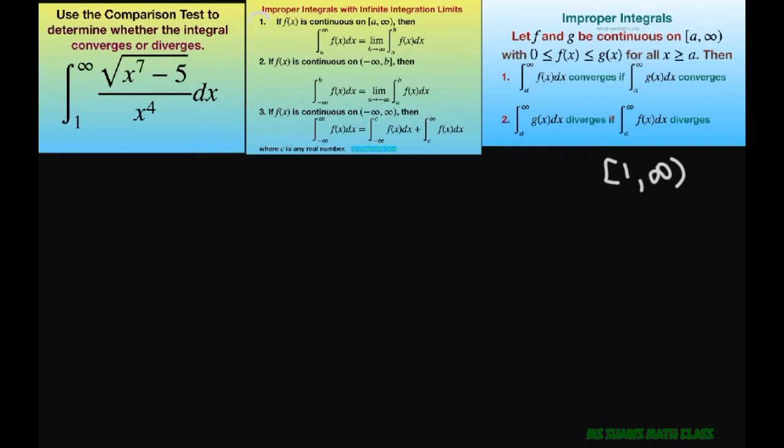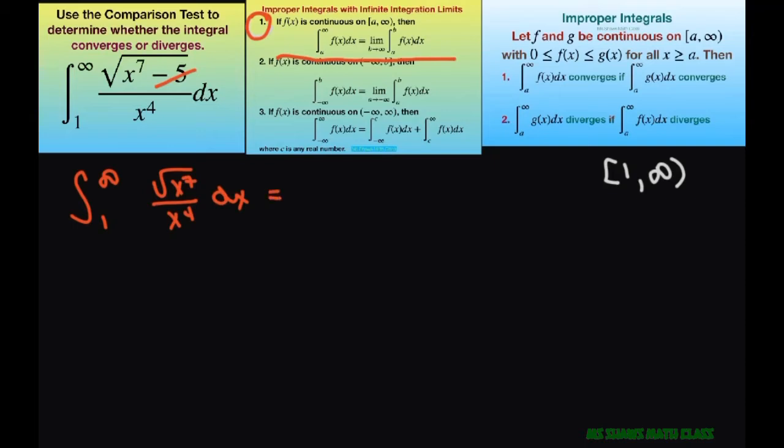So we're going to use this number 1 part here for integration. So we're going to compare it also. Let's just leave out that negative 5 there and write it as 1 to infinity. And then we're going to compare it to just square root of x to the 7th divided by x to the 4th dx.